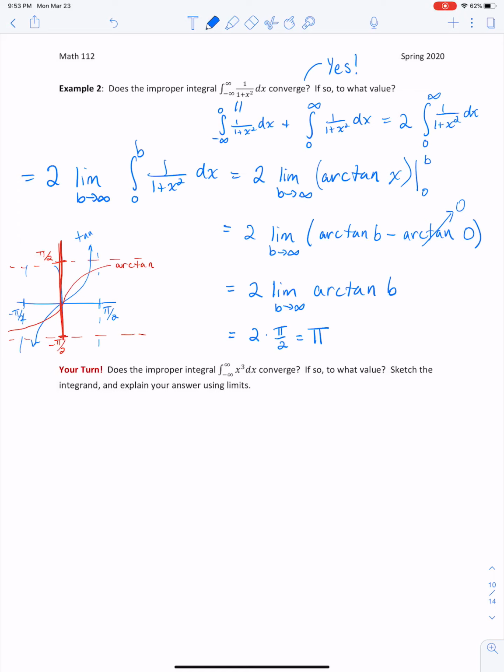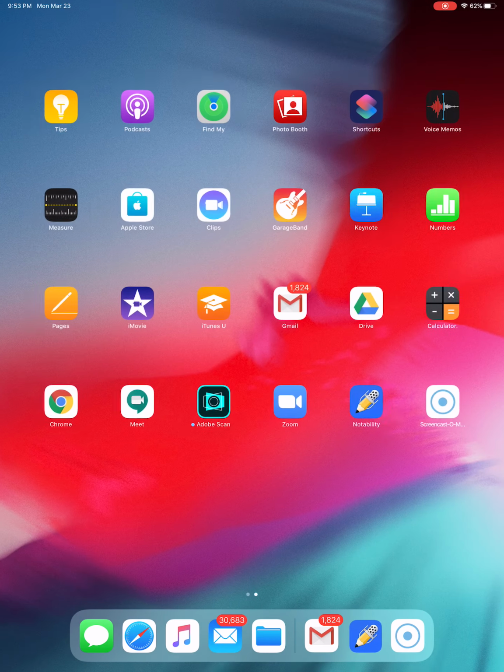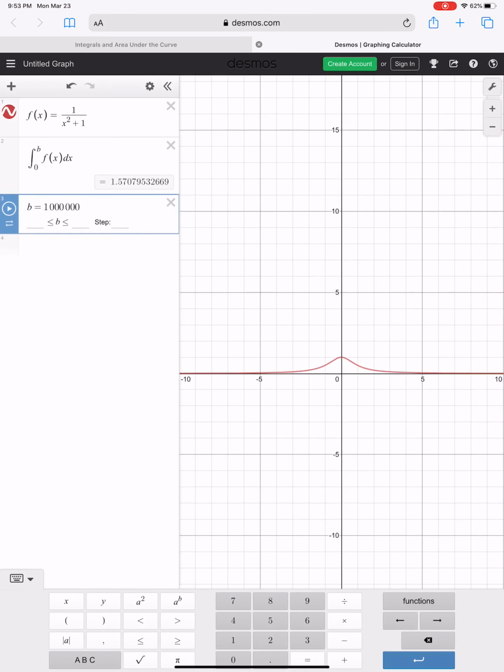And let me just go back and say that in our Desmos graph back here, this number here, 1.57, is approximately pi over 2, because here we're just approximating half of the overall integral. So if I had gone back here and said 2 times this and hit enter, then you'll see that that is closer and closer to pi.